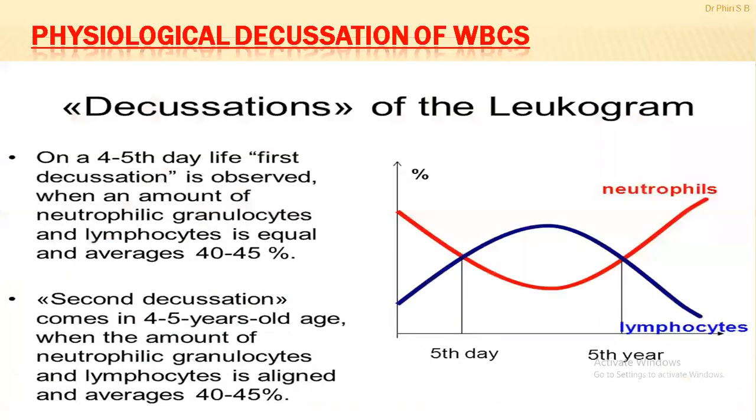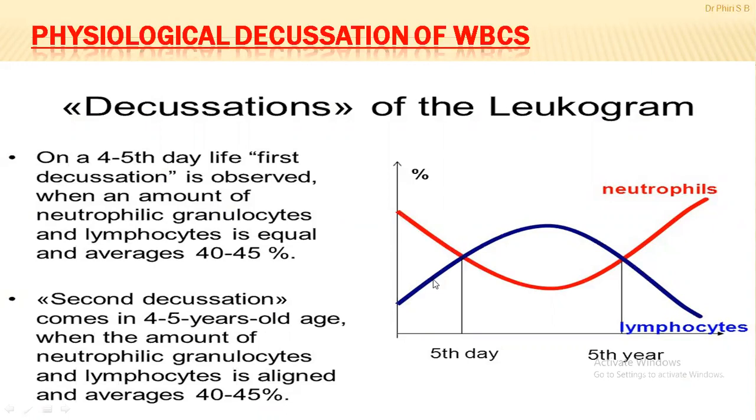So I'll explain from this diagram. This is showing the two physiological decussations of the leukocytes in the leukogram. So you can see from this diagram here, the line shown in red is for neutrophils. The one in blue is for lymphocytes.